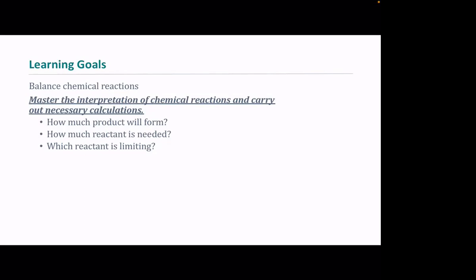You sit there and you go, okay, let me play around with this number. Let me put a 2 here. That's what it is. Master the interpretation of chemical reactions to carry out necessary calculations. This is what I was just talking about. Which reactant is limiting? How much reactant is needed? How much product will form? All these types of questions. This is the heart of the chapter.